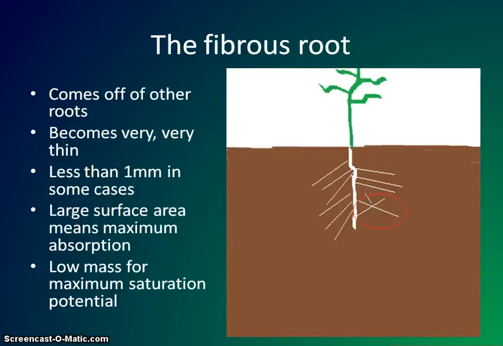Now the fibrous root comes off other roots. It becomes very, very thin. The reason for this is it wants to get maximum surface area for the amount of mass that it has. Fibrous roots are very light, but they have a lot of surface area, which means a lot of absorption for minerals and water.